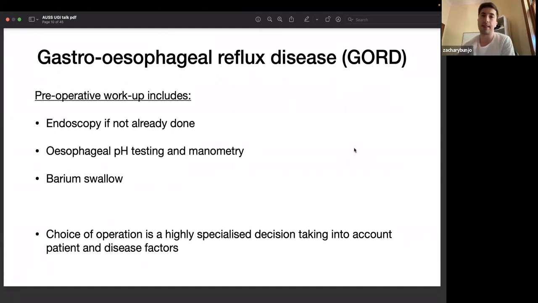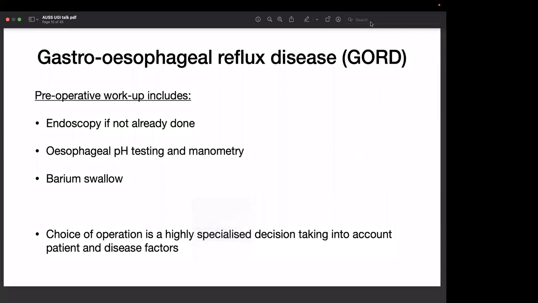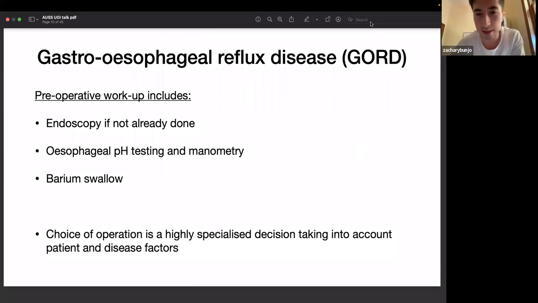In terms of teeing up someone for an operation, the pre-op workup includes an endoscopy if it hadn't already been done earlier on in the piece. They should have esophageal pH testing and manometry studies done. Can you think why manometry studies would be relevant? Does anyone want to have a go at this answer? It's probably a bit more of a tricky question. What was that, sorry? Could achalasia be a differential? Yeah, exactly.